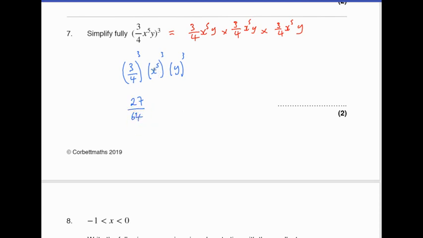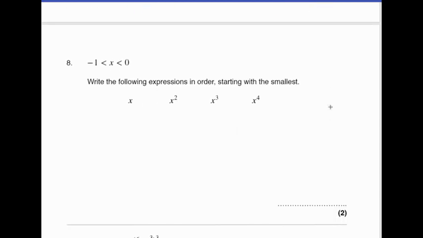Then x to the power of 5 to the power of 3, multiplying the powers gives us x to the power of 15. And then y to the power of 3 is, of course, just y cubed. So our simplified version is 27 over 64, x to the power of 15, and then y to the power of 3. Let's keep it moving.